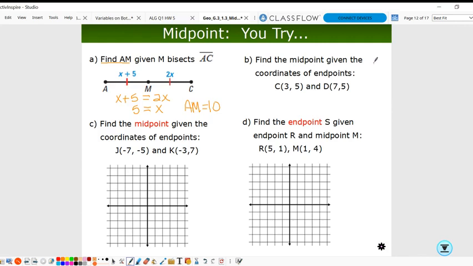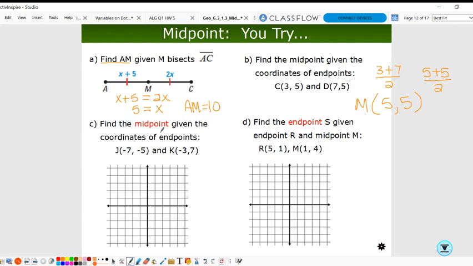Find the midpoint given the coordinates of the endpoints. If I want to find the midpoint, I need to take the average of the x values, and I need to take the average of the y values. 3 plus 7 is 10. 10 divided by 2 is 5. 5 plus 5 is 10. Divided by 2 is also 5. (5, 5) is the midpoint for these two coordinates.